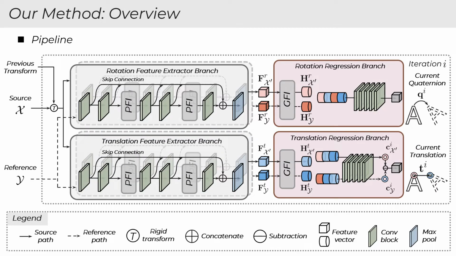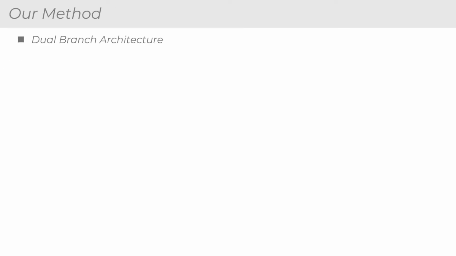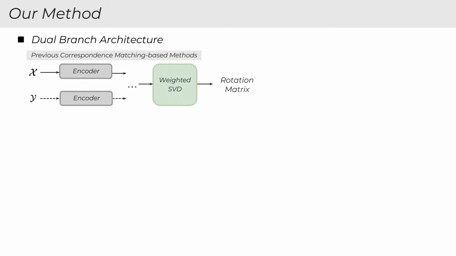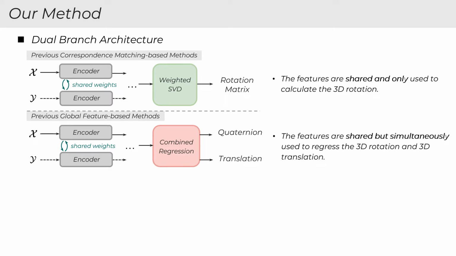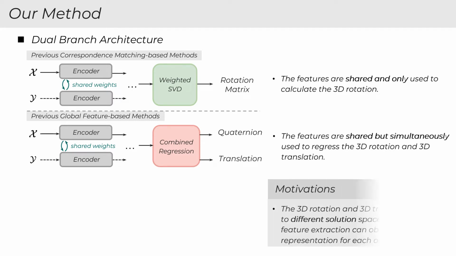Here is an overview of our pipeline. The 3D rigid transformation is represented as the quaternion and 3D translation, which are estimated in an iteratively coarse-to-fine manner. Previously, the correspondence matching-based methods apply a shared-weight encoder to extract features for the calculation of the rotation matrix. The global feature-based methods follow a similar feature extraction process but simultaneously regress the 3D rotation and translation. However, the 3D rotation and 3D translation belong to different solution spaces. Simply adopting factors to balance their weights when computing loss is not a fundamental solution.